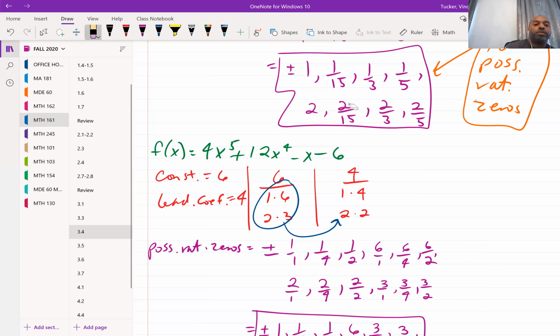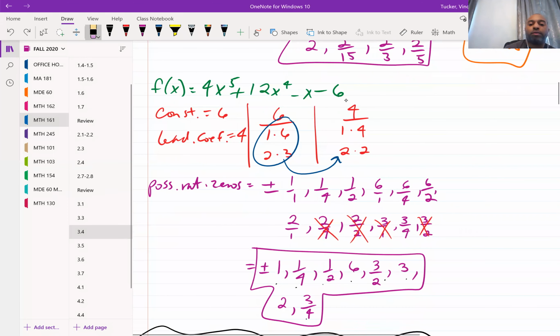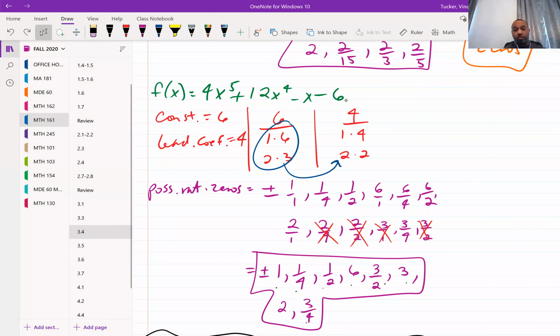All right, so reduce or simplify your fractions. And we see that 2 over 4 is the same thing as 1 over 2. So we already have that right here. 2 over 2 is the same thing as 1. We have that right here. 3 over 1, 6 over 2. And then 3 over 2 is the same thing as 6 over 4. So we don't write them twice. Simplify and do not write your repeated solutions.